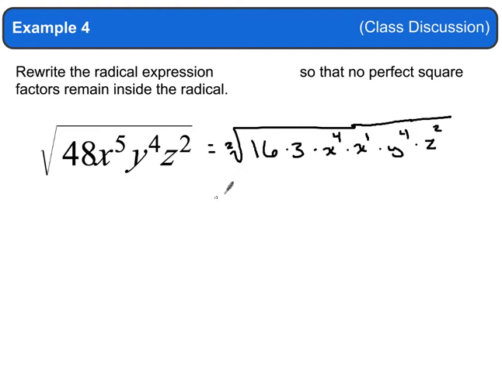So now we're going to take all the perfect squares out. The square root of 16 is 4. The 3 we leave alone. The square root of x to the 4th, or in other words, 4 divided by 2, is x squared. Can't do anything with this one because it's odd. This is another y to the 4th, so it becomes y squared. And then 2 divided by 2 is z. So that goes on the outside. Left over on the inside is a 3 and an x.